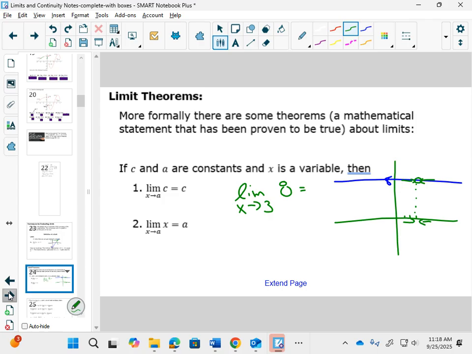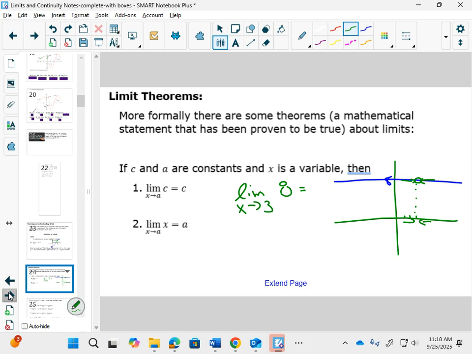They thought this was important enough to call it a theorem. Some things that are theorems are really so obvious that they're complicated. Like this seems too easy to be anything. That is what it is. The limit as x approaches a of x is a.